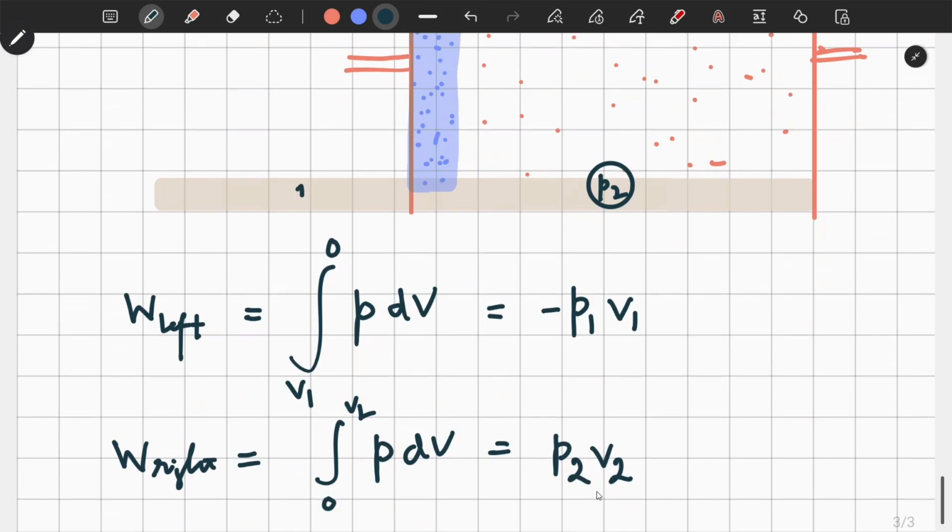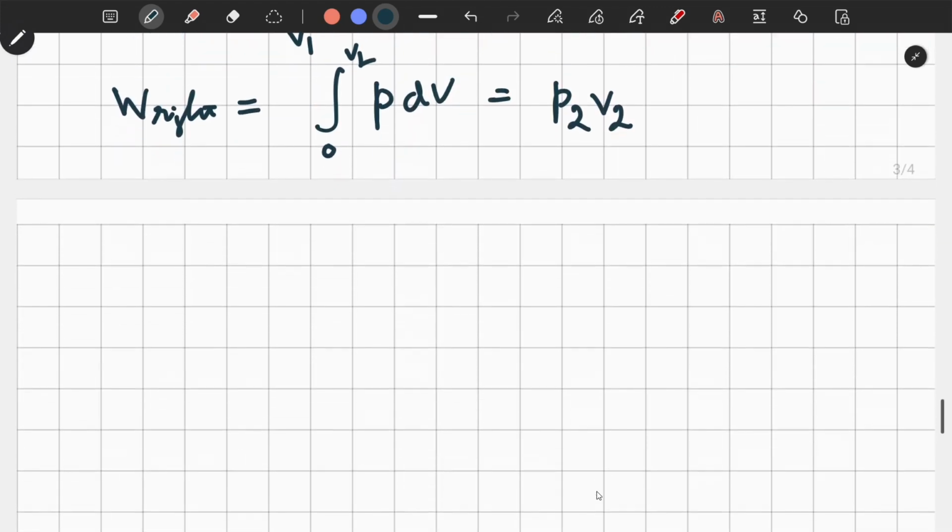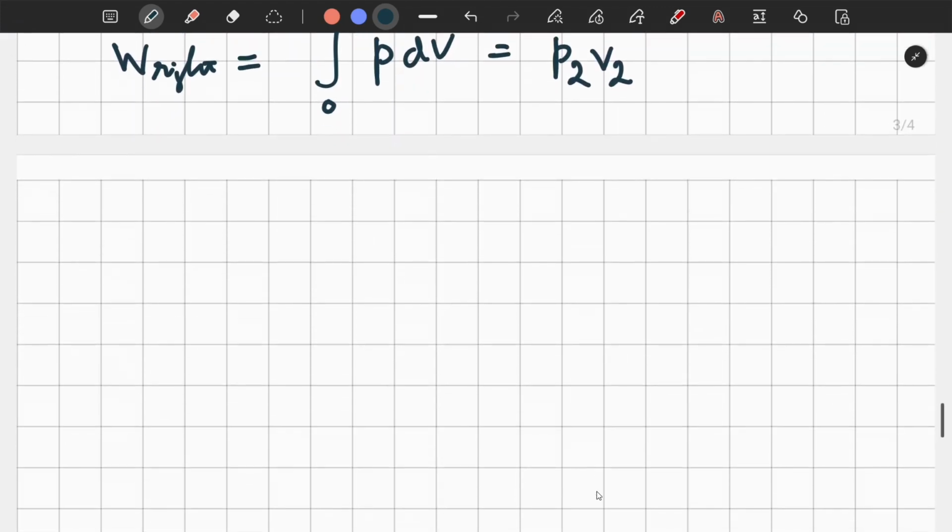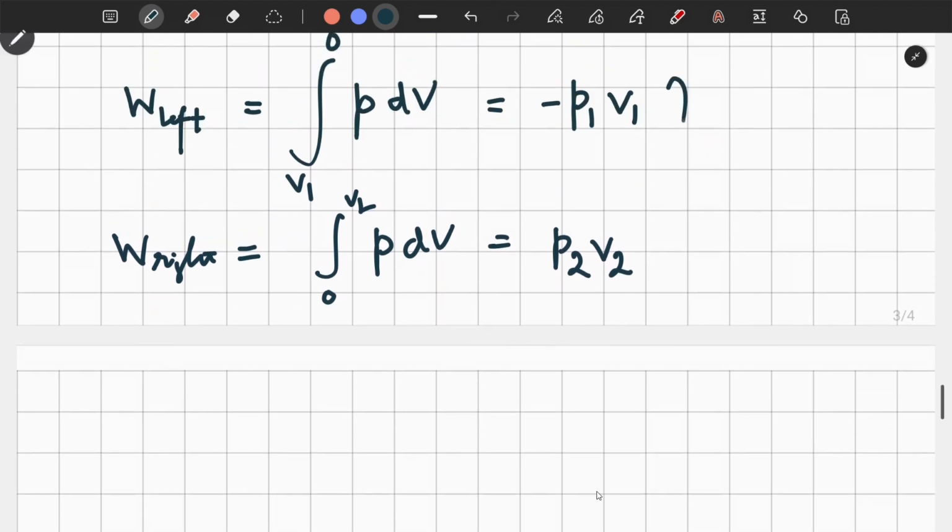and temperature is T2. So ultimately, the total work done will be P2 V2 minus P1 V1.